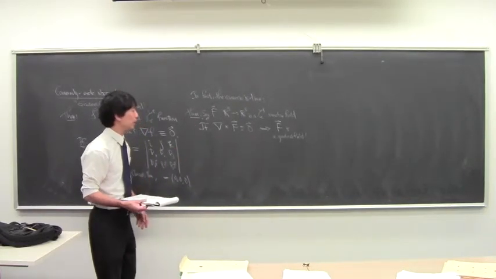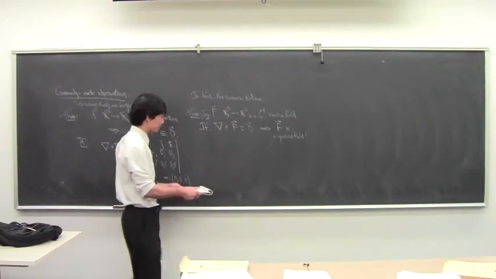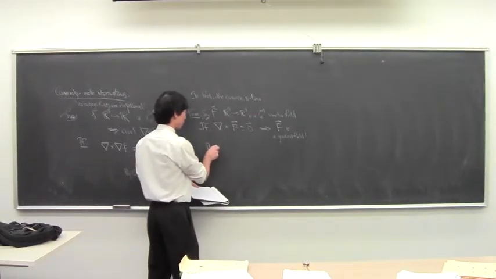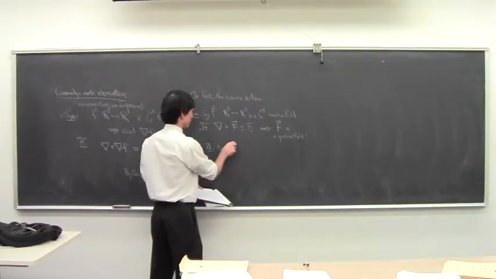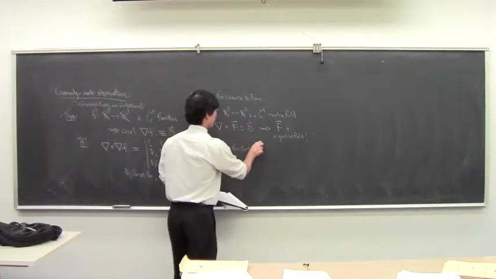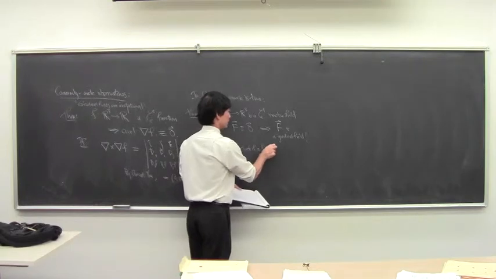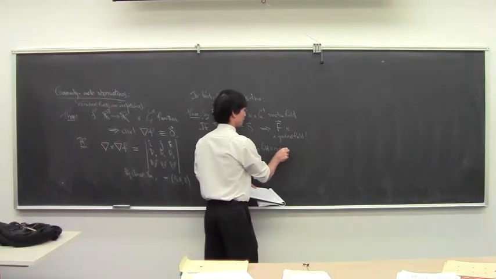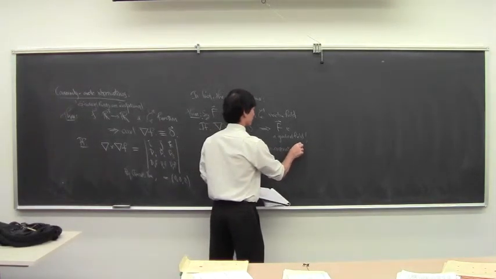So this gives you a way of checking. One can thus check if a field is conservative by taking its curl.